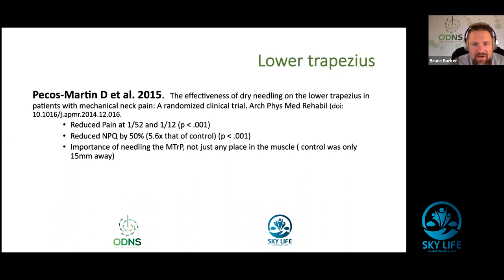Those things that you can find on the ultrasound, on the EMG, biochemistry, by palpation, getting it accurately gives you a much bigger success rate than just popping a needle in somewhere. It's important.